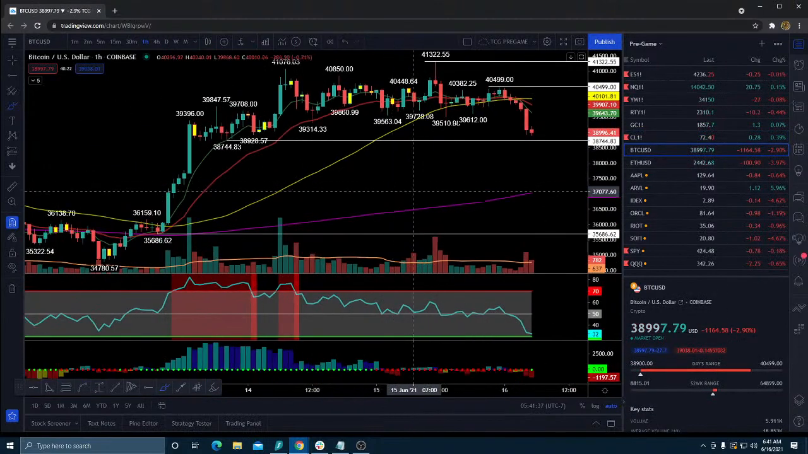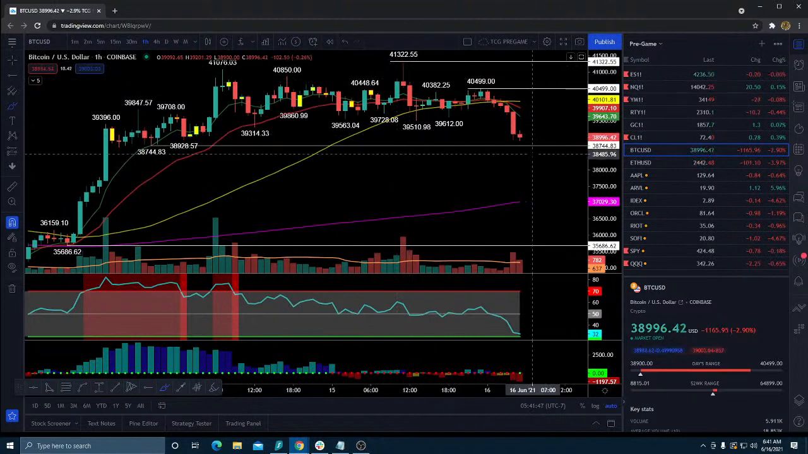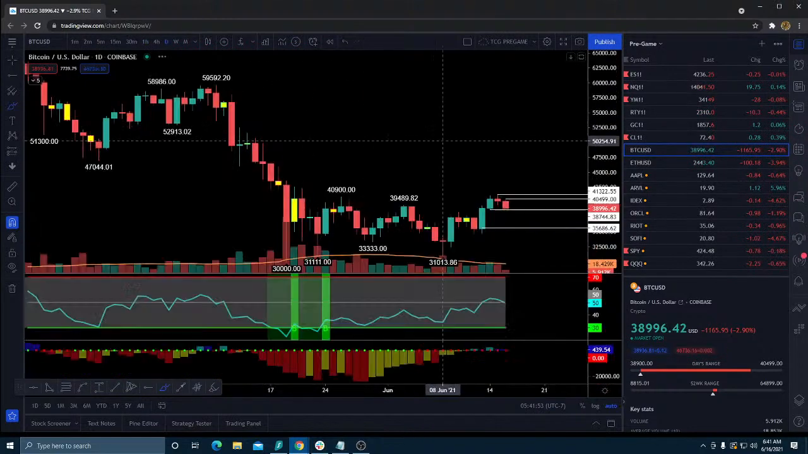Crypto. So Bitcoin broke that key support we talked about yesterday, 41076. Then it broke 41322, and then it pulled down. Key support approaching 38928, then 38744. Bitcoin is just not looking good.